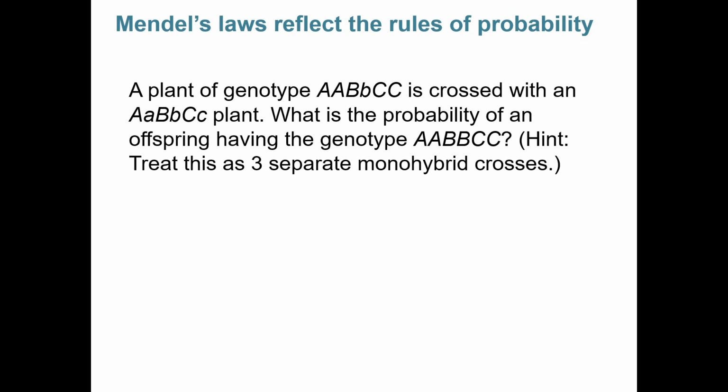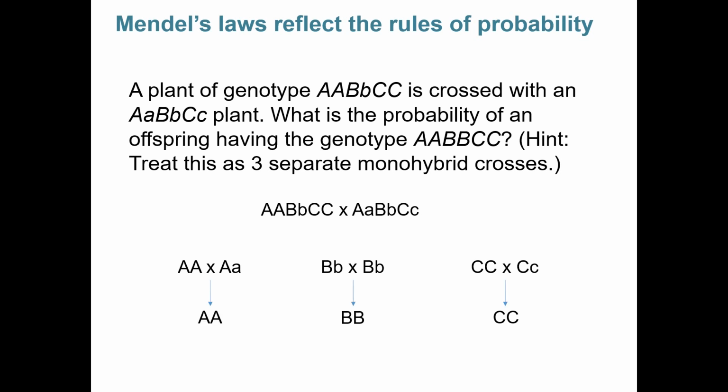Alright, so where's the best place to begin? The first thing that you want to do is you want to rewrite the cross. So if we do that, we can see very clearly what we're doing. Big A, big B, big C, cross to big A, big B, big C, little c. We can separate this into the three monohybrid crosses. That makes it a little easier for us to look at. And they look like this. And we want to know what is the likelihood that out of these crosses we get this result.